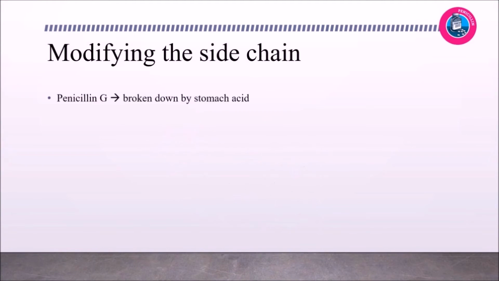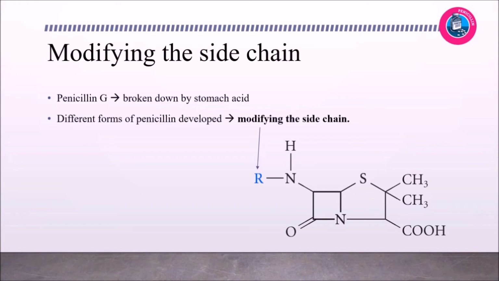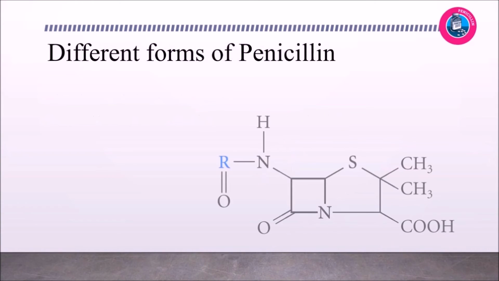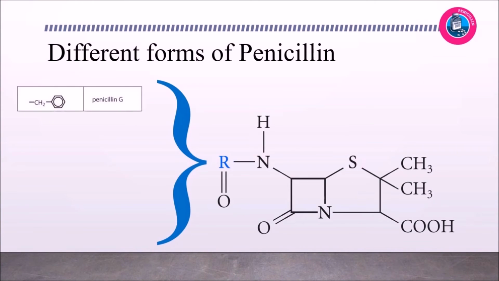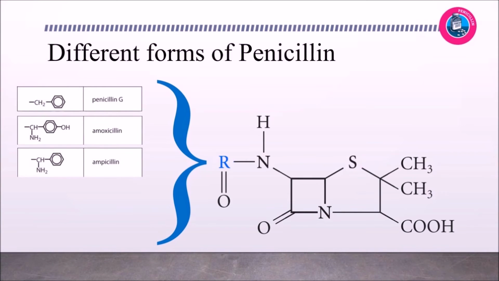One problem with penicillin G, the first form of penicillin which was extracted, is that it is broken down by stomach acid. It therefore had to be injected straight into the blood at the time. Since then, however, different forms of penicillin have been developed by modifying the side chain. Some of these altered forms allowed the drug to retain its activity even when ingested directly. We have been able to synthesize many different forms of penicillin, which all have their own uses.